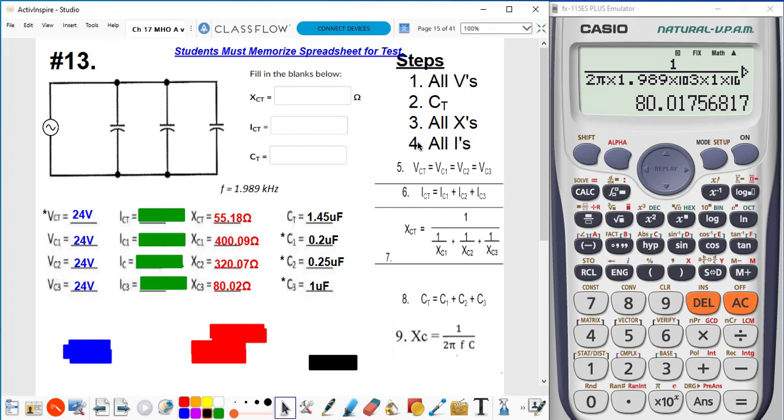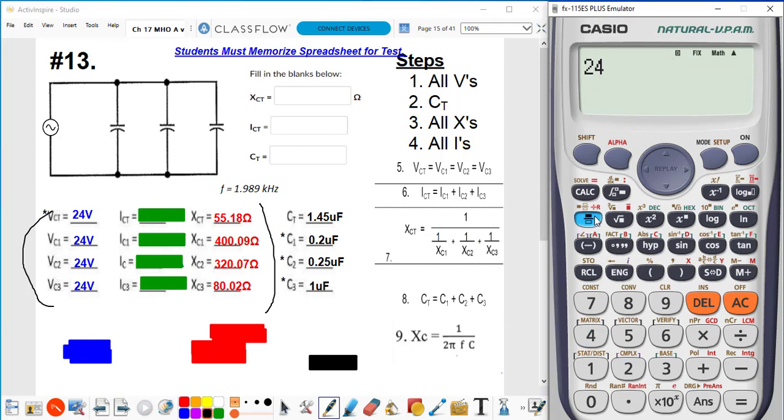Alright, my next step, last step, is to find all of my I values, and all of my I's will not be the same because this is parallel. Current adds up in parallel. So I'm going to use Ohm's law inside of these parentheses. So I'm going to look for ICT by taking 24 volts divided by 55.18 ohms equals, engineering, 434.94 milliamps.